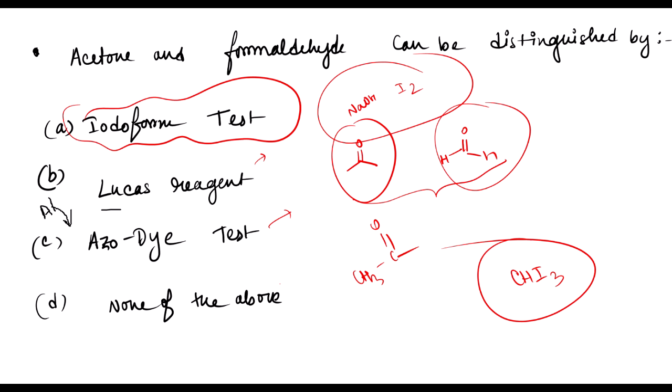So by using the iodoform test, if iodoform CHI3 forms in case of acetone, then we can identify that one as acetone. And what reagent will we use? We will use sodium hydroxide and iodine as reagent in case of the iodoform test.